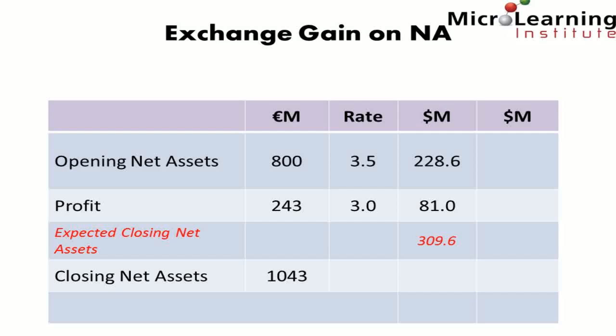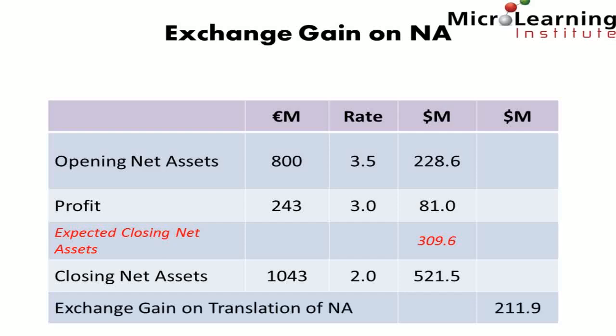However, when we translate the closing net assets figure of 1,043 million euros at the closing rate, which is 2 to 1, we see that it translates to $521.5 million. So consequently we have an exchange gain on the translation of net assets of $211.9 million. That being the difference between 521.5 and 309.6. And that exchange gain is one of the movements that we must consider in the consolidation exercise.